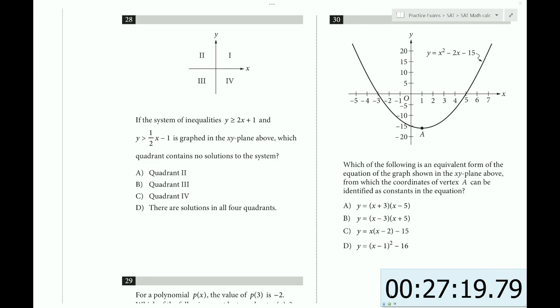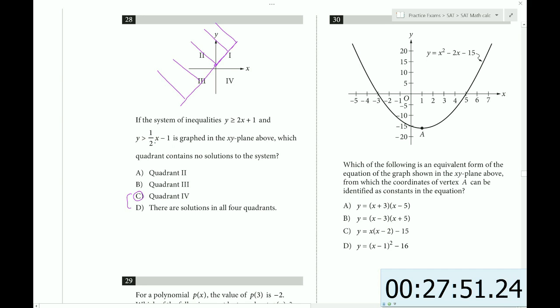If the system of inequalities is graphed in the above plane, which quadrant contains no solutions? So x is greater than or equal to 2x plus 1. So 2x plus 1, so plus 1, and then a slope of 2x would look something like this. And we want it to be greater. So we have this. So already the only one that's missing anything is quadrant 4. So I'm already leaning towards this, but it also could be choice D.